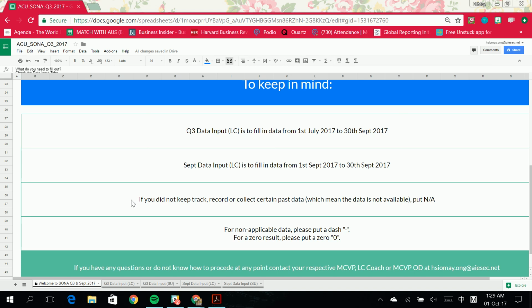So in order to avoid or prevent you from missing your membership, please make sure that you fill in all the tabs. If you do not have the data, if it is not available, put n/a. If the information is not applicable, put dash. And if you do not have any result, just put zero.